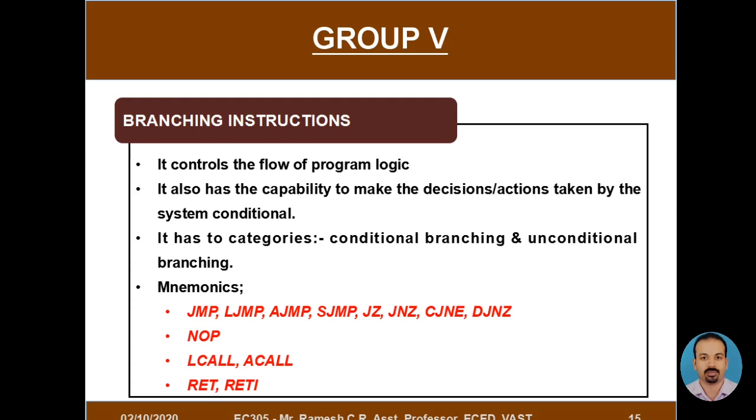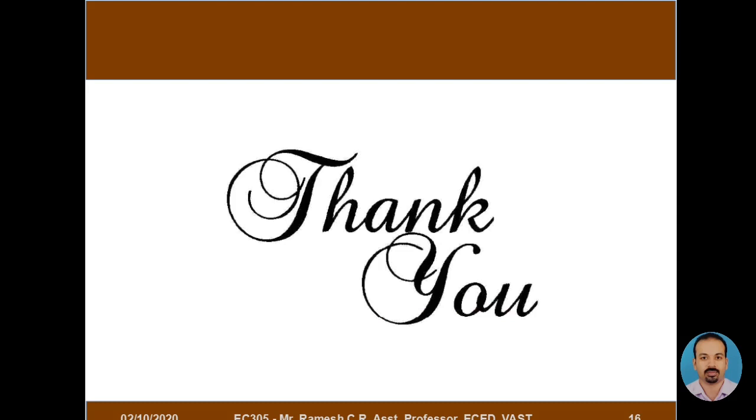So by that we have come to the conclusion of the discussions about the various addressing modes and the instruction set in brief that is supported by the 8051. In the coming sessions we will have a detailed discussion on each of these functional groups of instructions supported by the 8051 microcontroller. Okay. Thank you.